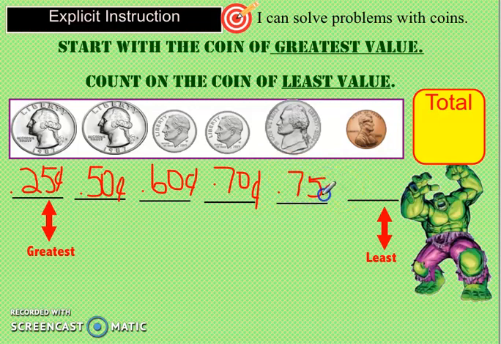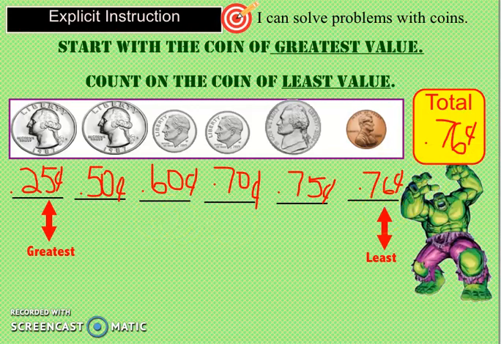And last but not least, we have here our penny. Our penny always ends up being last. Our penny is worth 1 cent, and that would be 76 cents. There you go. So our total amount of coins right here, our whole has is 76 cents. Good job.